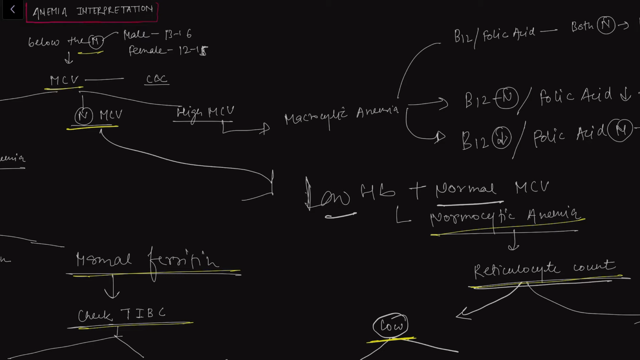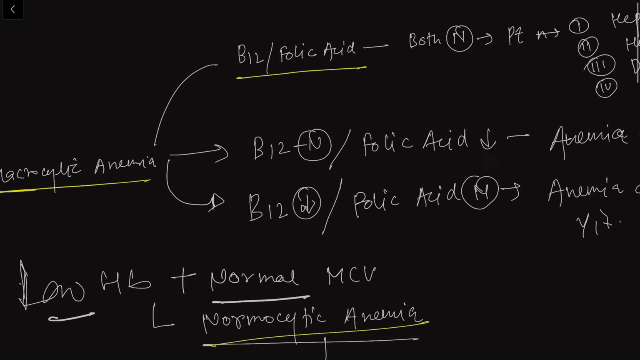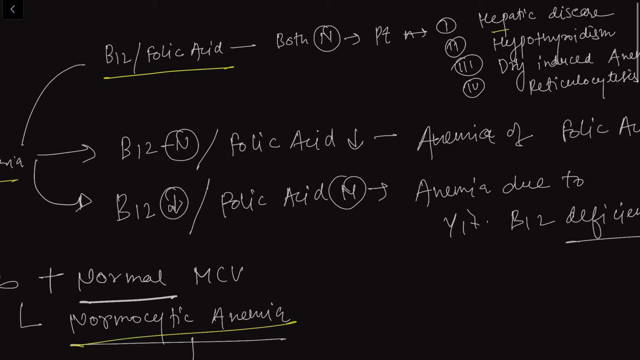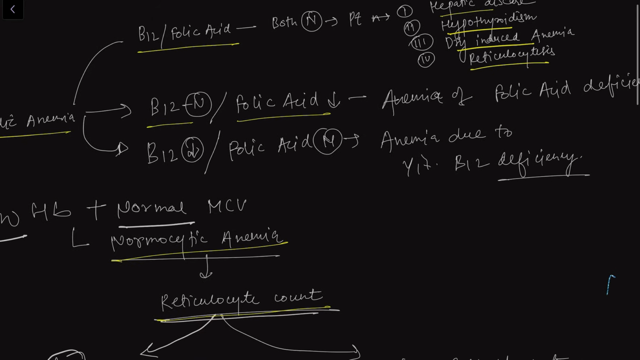Low hemoglobin but high MCV, then the patient has macrocytic anemia. Then check B12 and folic acid. If both are normal, then the patient may have hepatic disease that causes anemia, hypothyroidism, drug-induced anemia, or reticulocytosis. If B12 is normal and folic acid is low, then anemia due to folic acid deficiency. If B12 is low and folic acid normal, then anemia due to B12 deficiency.